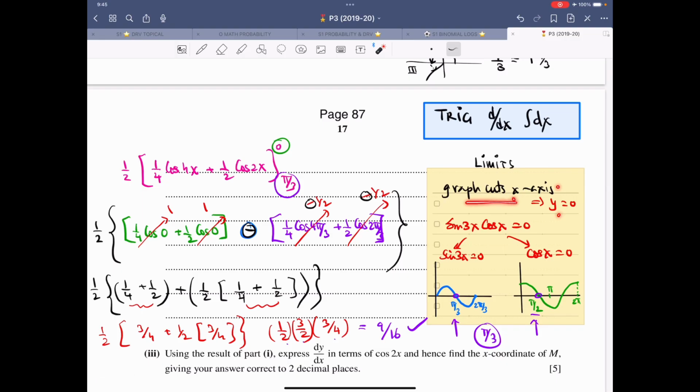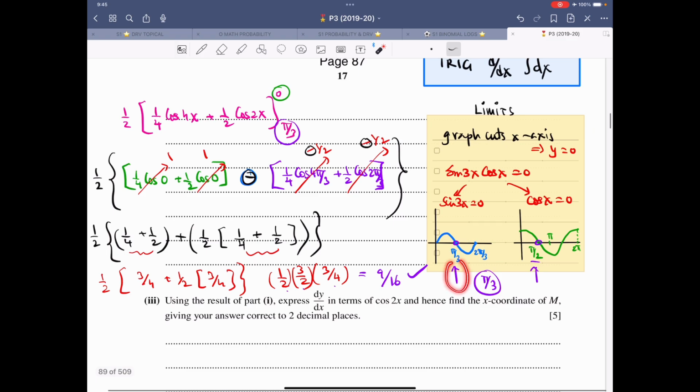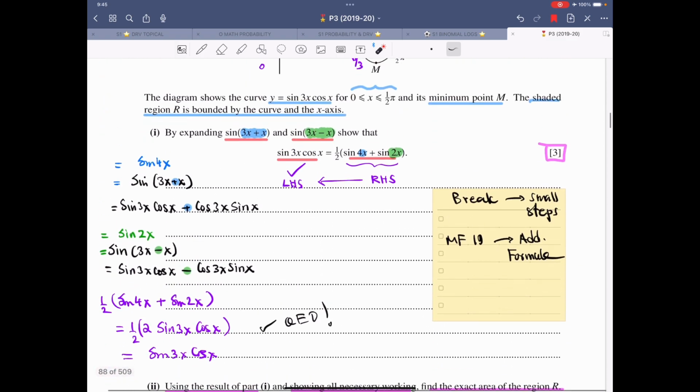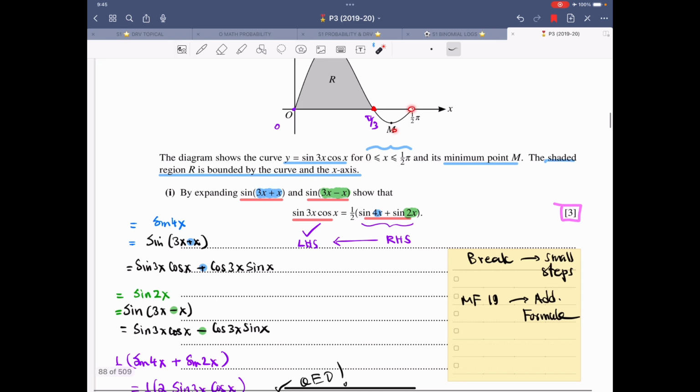Graph cuts x-axis, y is equals to 0. This is what you get. Which value do you choose? The one that is smaller. Why smaller? Because pi by 2 was already present over there. So definitely m is not pi by 2. Sorry, not m. This x-intercept is not pi by 2. M is going to come very, very soon.